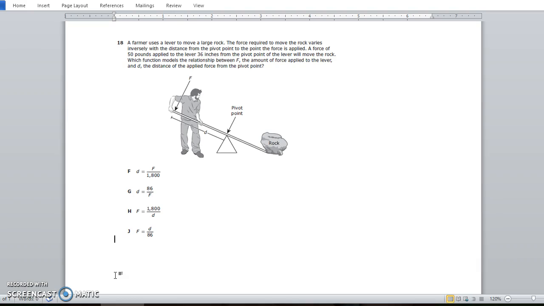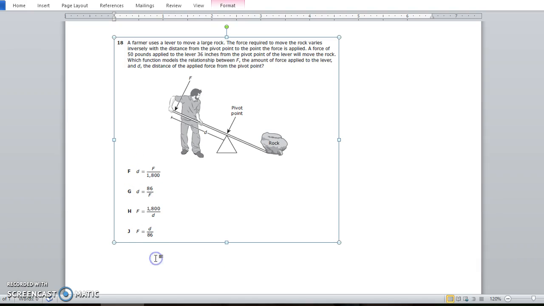The force of 50 pounds applied to the lever 36 inches. Okay, so they give us two clues. A force of 50 applied to the lever 36 inches from the pivot point of the lever will move the rock. Which function models the relation between F, the amount of force applied to the lever, and D, the distance of the applied force from the pivot point? So they give us a situation, and then they give us four equations.